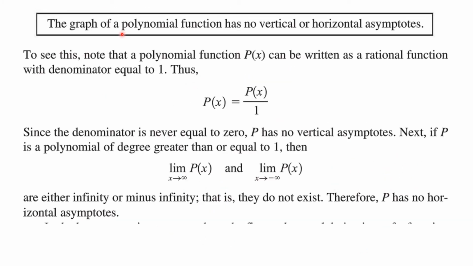We should note that the graph of a polynomial function has no vertical or horizontal asymptotes. That can be seen by noting that a polynomial is the same thing as a polynomial over 1. The denominator is never equal to 0, therefore there are no vertical asymptotes. And if the polynomial's degree is greater than or equal to 1, both of these limits, the end behavior, go off to either infinity or minus infinity. Therefore, there are no horizontal asymptotes.